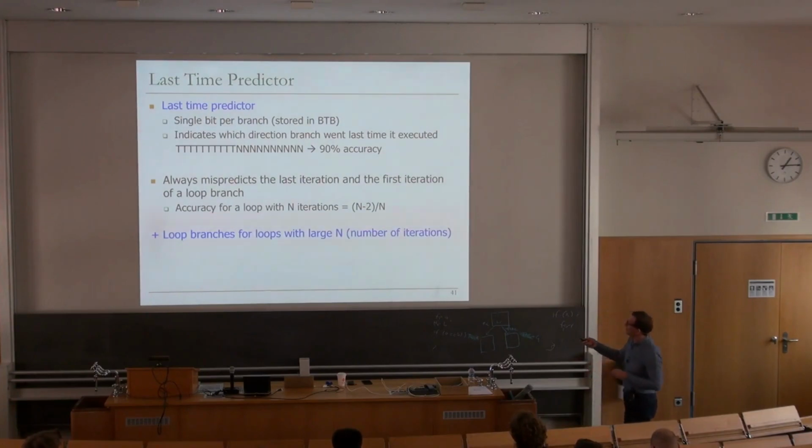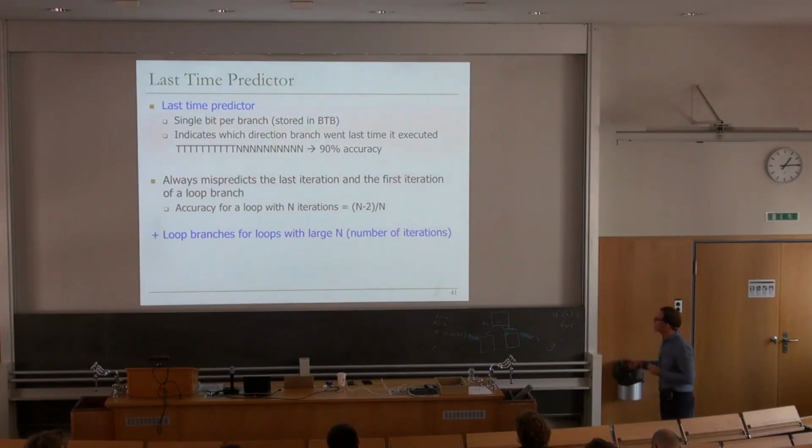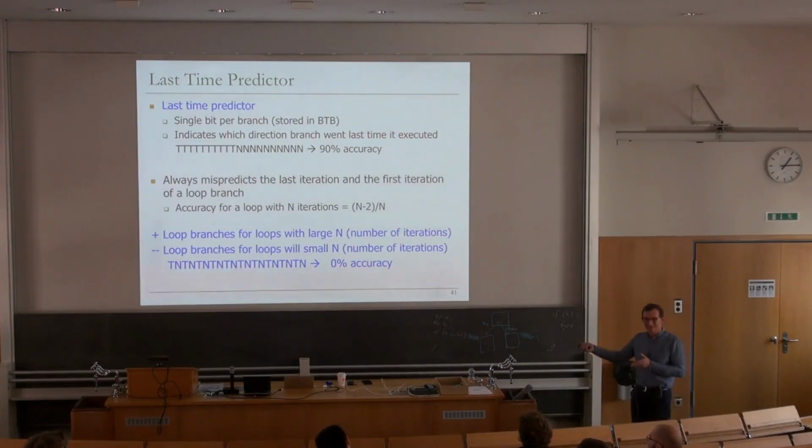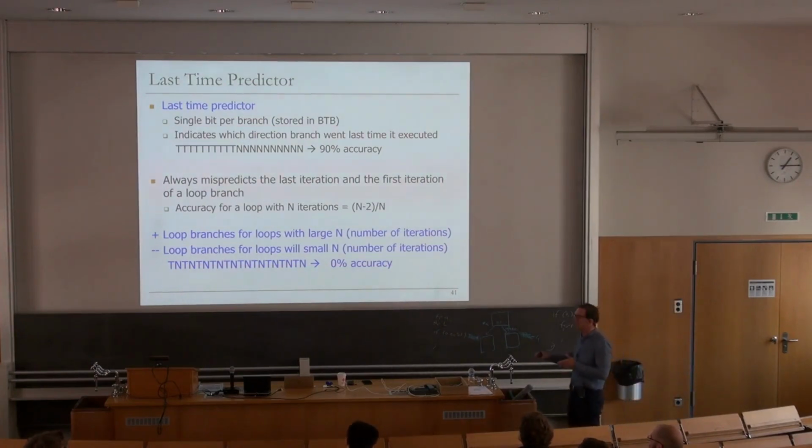But for this one, it's not good. If n is 2, you have a problem, right? You always mispredict. So this is good for loop branches with large n, number of iterations. But loop branches with small n, as I just said, you get 0% accuracy. Although this looks very, very predictable, right? But you're doing the wrong thing. You should do really the opposite of last time in this case.